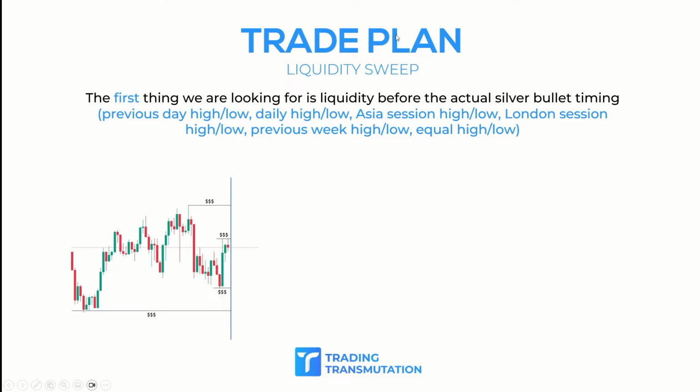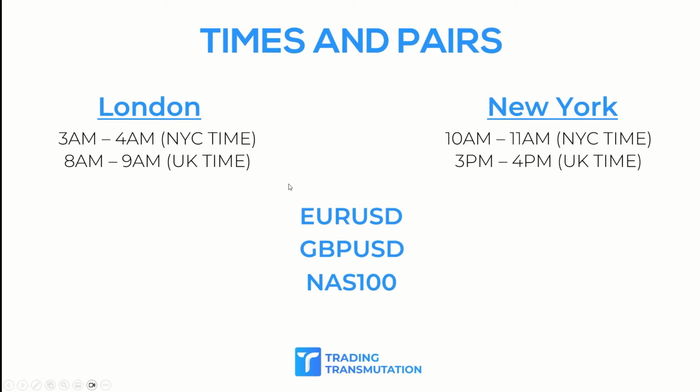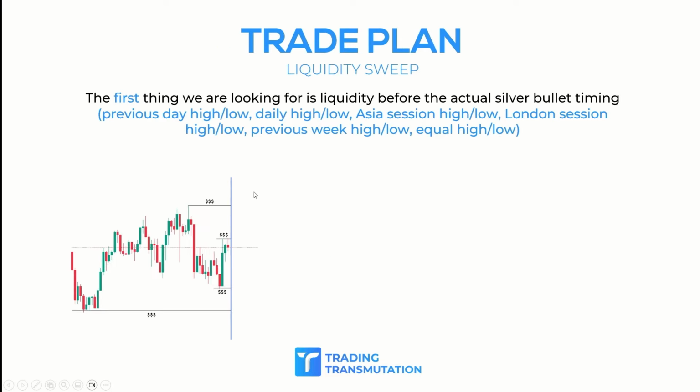Now, you can see here, this blue line right over here is before the Silver Bullet timing. So if I show you really quick, this is between 10 and 11. So this right here is 10 o'clock, okay? The Silver Bullet is just about to start. What we're looking for is simply liquidity before this actual Silver Bullet timing. You can see we have a high here, some equal highs here, some equal lows here, more of a low, and we also have some equal lows here.